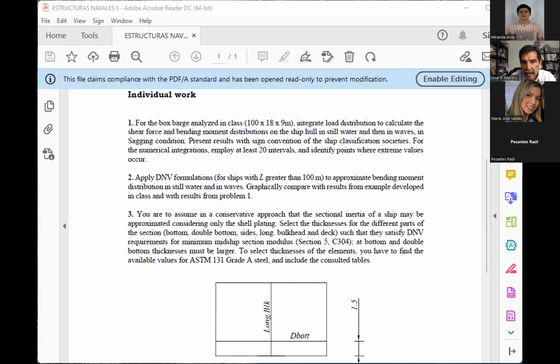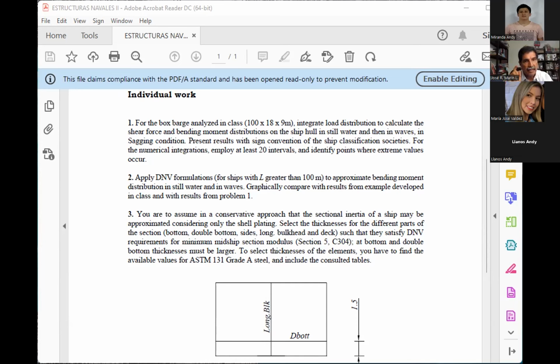Okay, let's see somebody else. Mr. Llanos, would you please read problem 2? So for problem 1, you have everything. You should start right now. Good morning, doctor. Yes, the second problem says: apply DNV formulations for ships with length greater than 100 meters to approximate bending moment distribution in still water and in waves. Graphically compare.